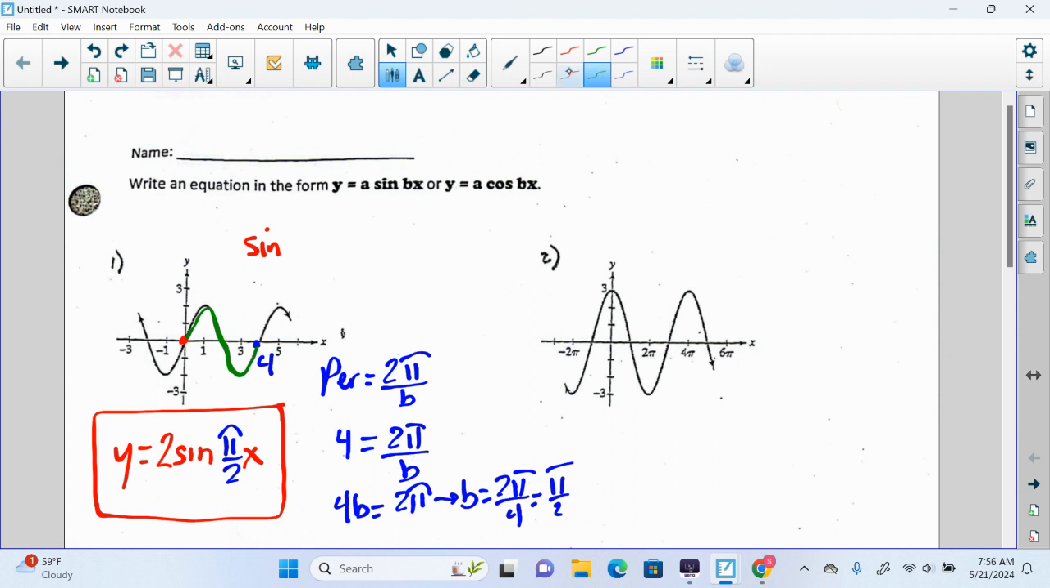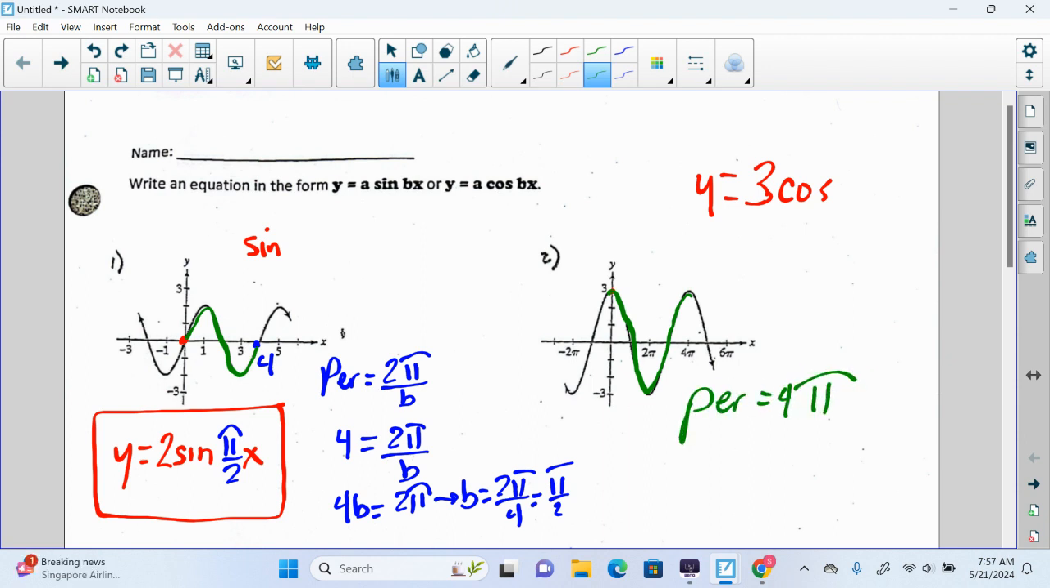In this case here, this is a cosine curve because it starts up at the max. So we know it's cosine. The max is 3, so that will be our a value, our amplitude. So 3 cosine. All right, we've got to find our period. I'm going to trace this. So our period is 4 pi.